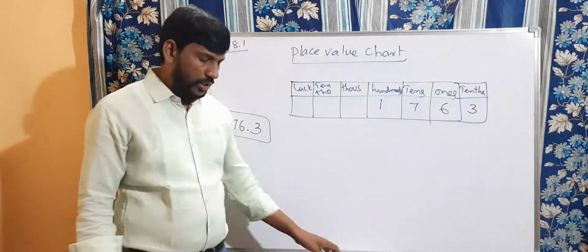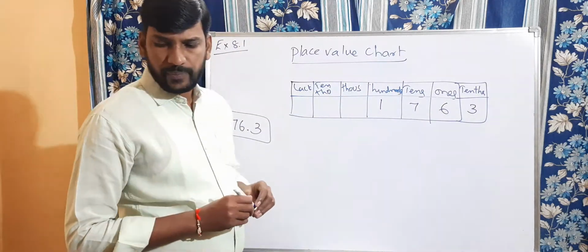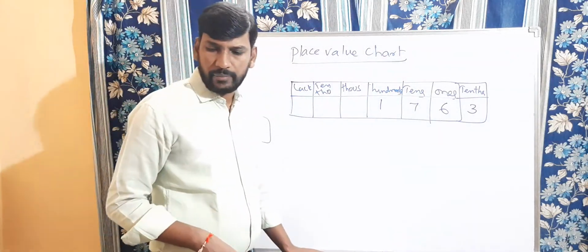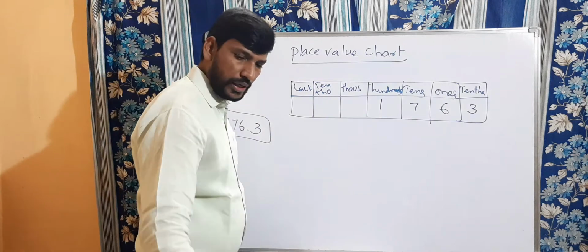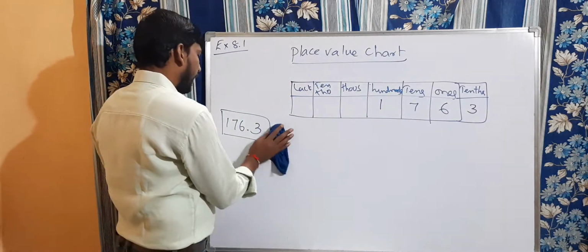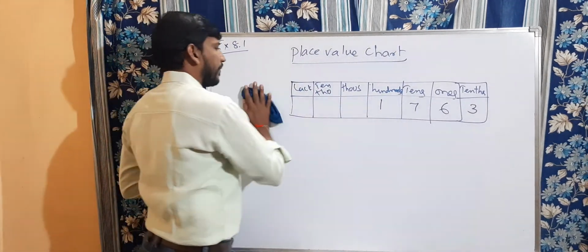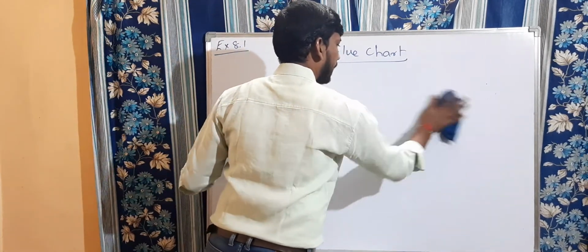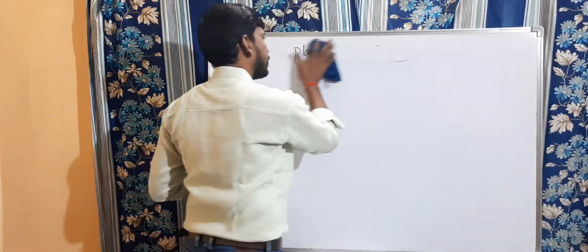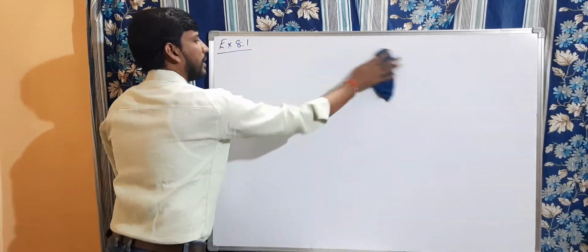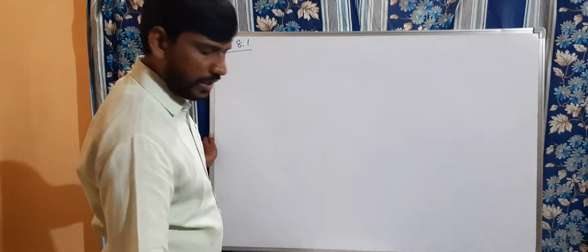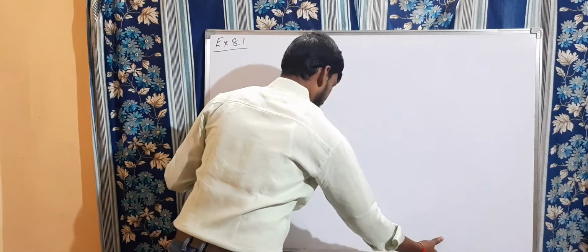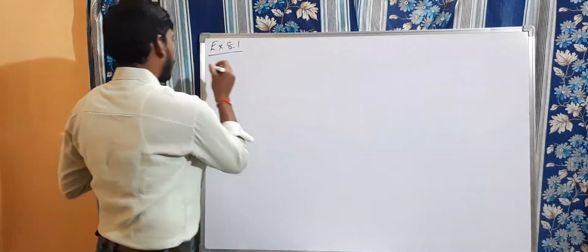Now let us come to your exercise. First question is write the following numbers in the given table. Here some blocks are given. By using the blocks we are going to represent that number in the place value chart. Question number 1 is very easy. By looking at it you can write the answers.